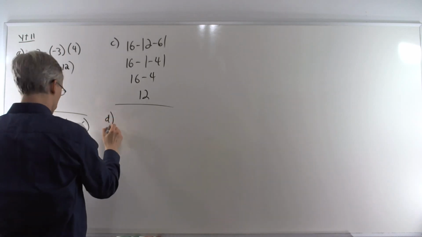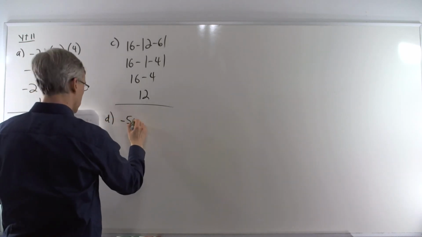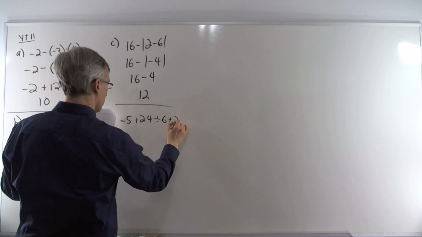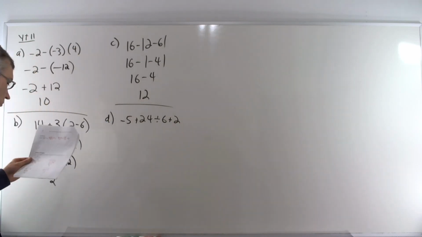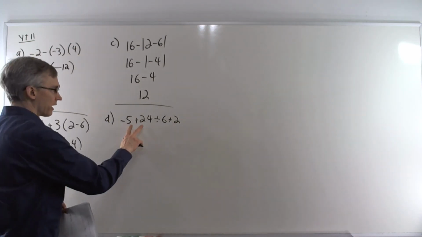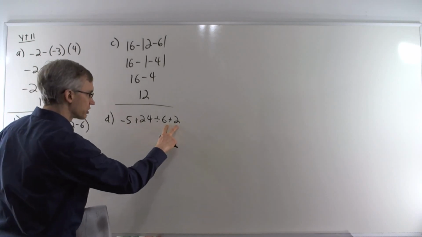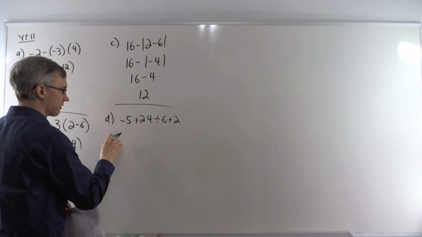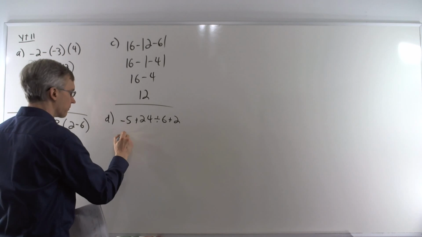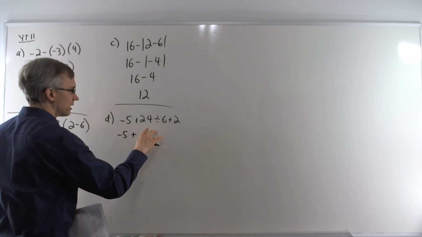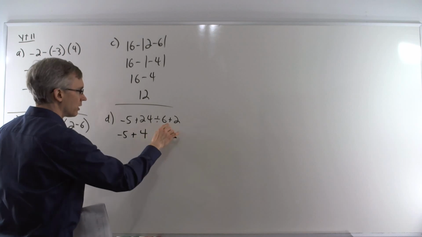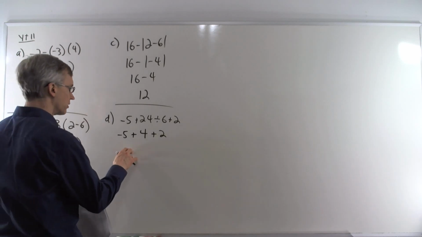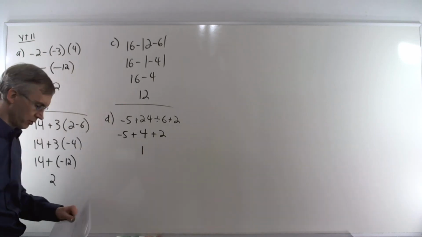Part D. All right, we've got addition here, division in the middle, and addition over here. So we need to start with this division in the middle, 24 divided by 6. Everything else is going to stay the same, so bring down the negative 5, plus, bring down the plus, 24 divided by 6 is 4, plus 2. All right, negative 5 plus 4 plus 2, add those together and get 1.